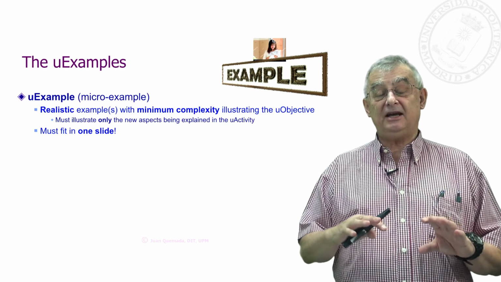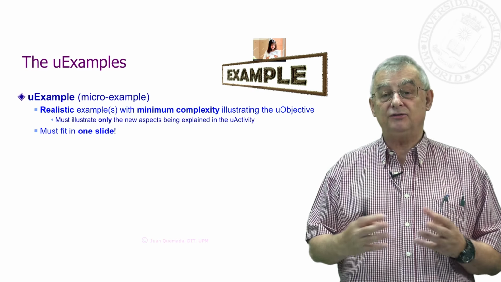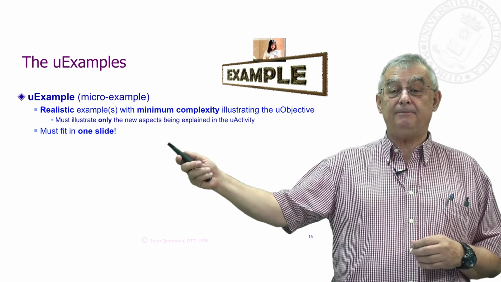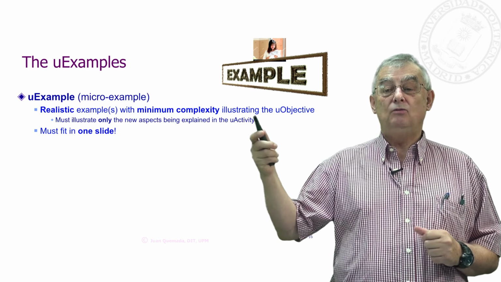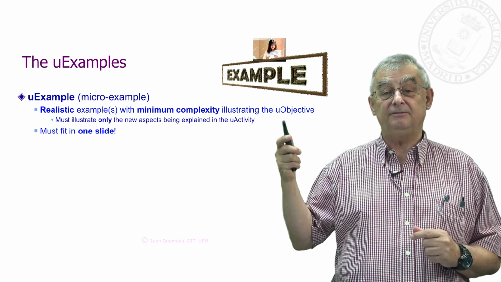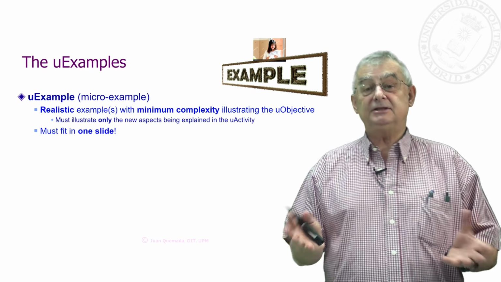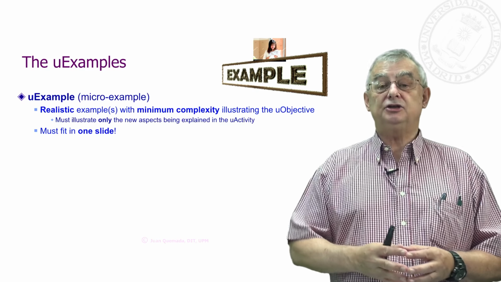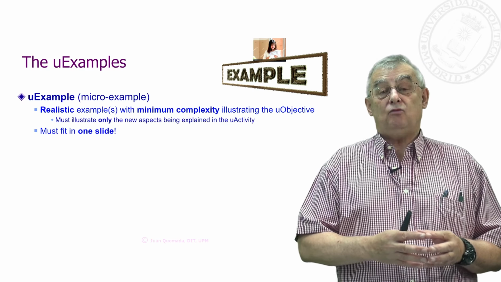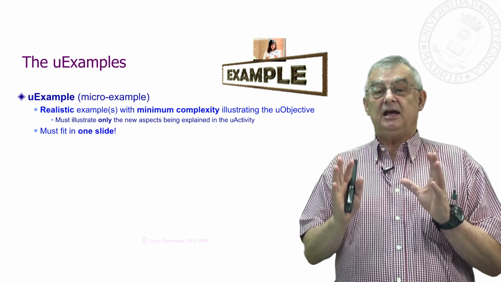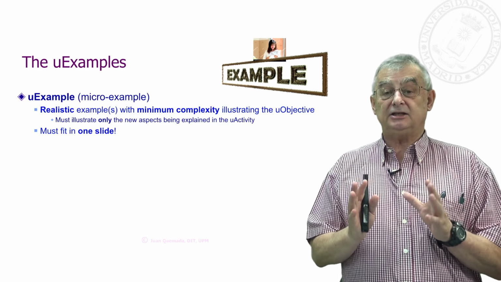We have developed here a slightly different version of examples. We call them micro examples, which are realistic examples of minimum complexity which illustrate the micro objective, but only the micro objective. This is the difference. When we use examples in the classroom or in our lectures, these examples will usually illustrate many micro objectives when you have partitioned them in such small units.